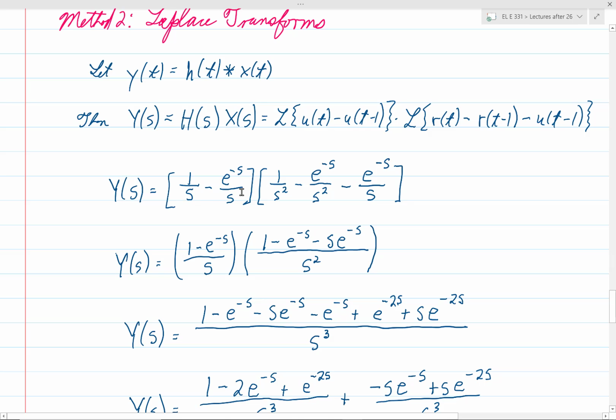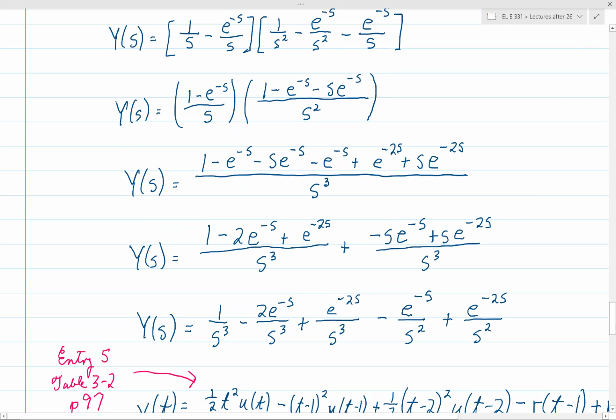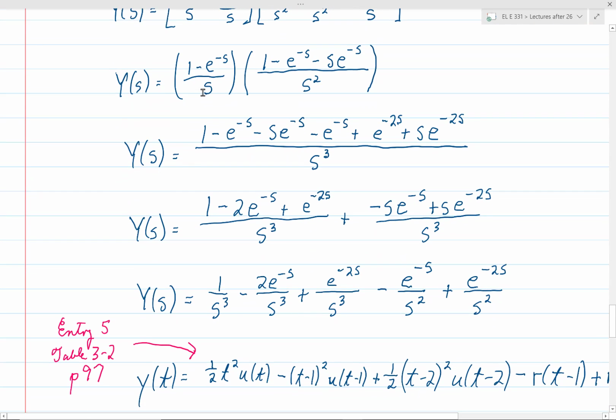And so over here we already have a common denominator. We can just put everything over one denominator, 1 minus e to the minus s over s. But over here, notice that we don't have a common denominator yet. We can get a common denominator if we multiply this numerator by s. And so once we do that and then put everything together, we have 1 minus e to the minus s minus s e to the minus s over s squared. And then when we multiply these together, we will get this. And notice that the denominator becomes s cubed.